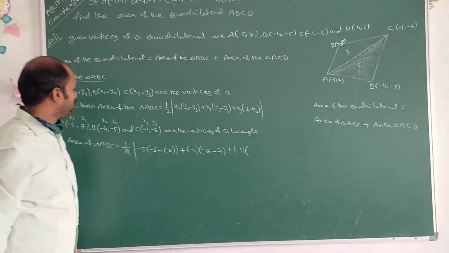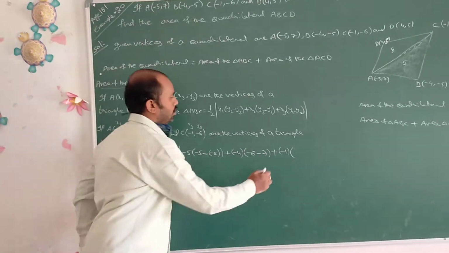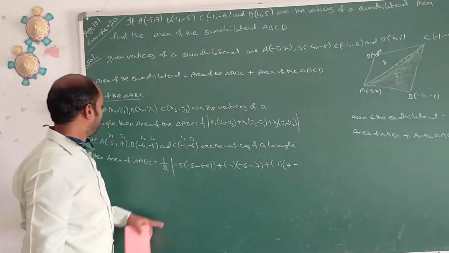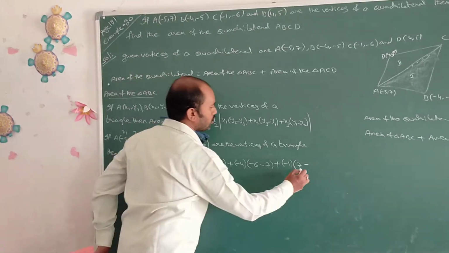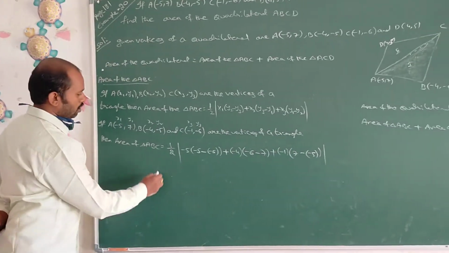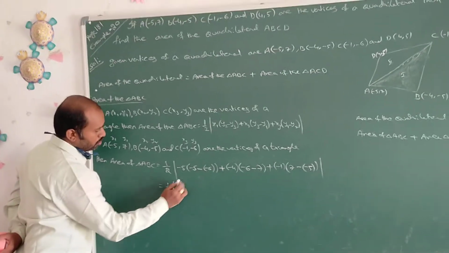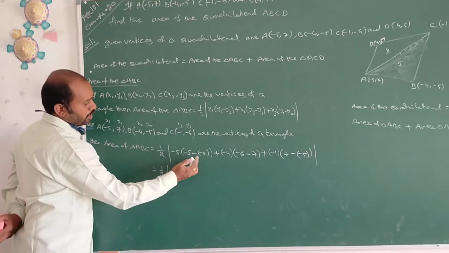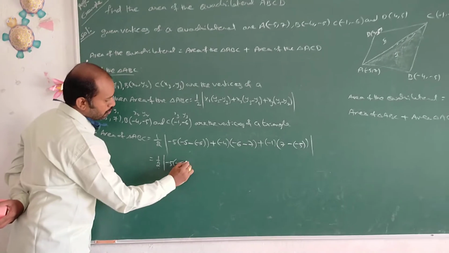Next, y1 minus y2. y1 means here 7, minus y2. y2 means here minus 5. So minus of minus 5. Modulus close.